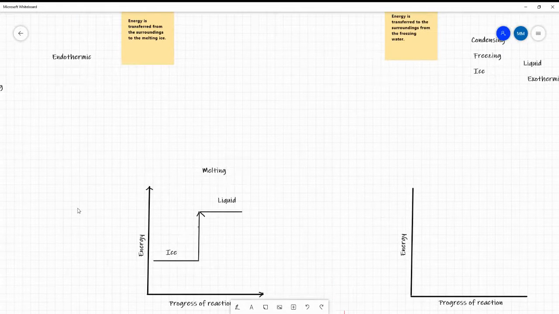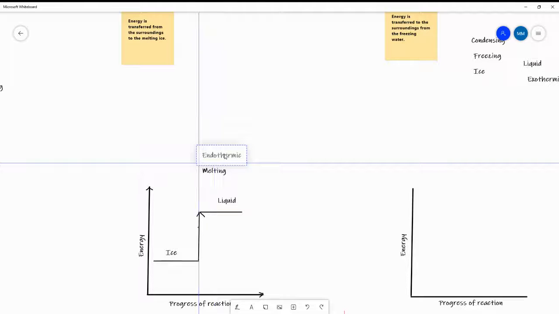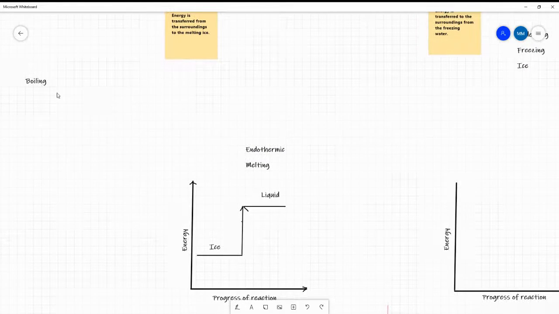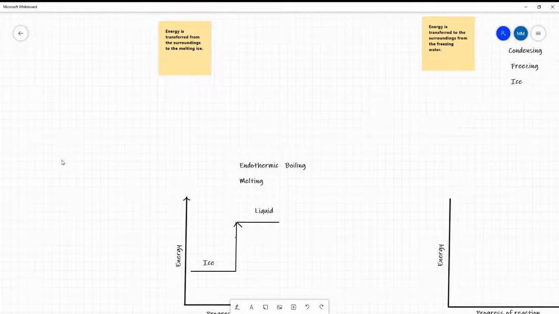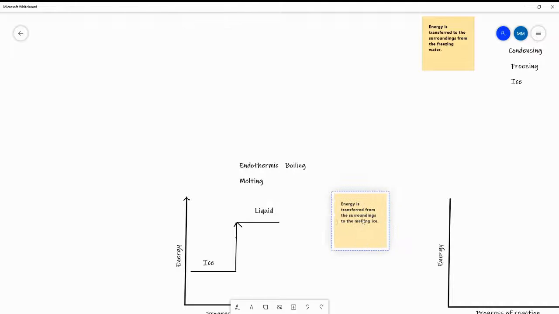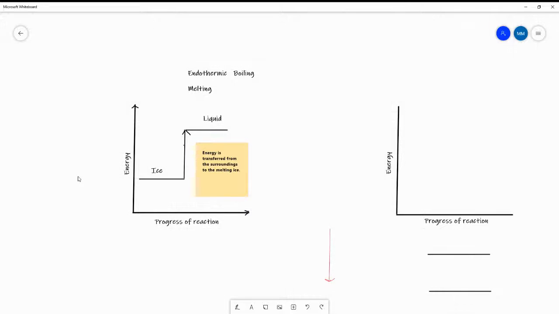Now, we said it was an endothermic reaction, so that's one other thing we can add to that. You could also do the same diagram, but just show it as liquid and gas, and another endothermic reaction would be boiling. And then finally, for this diagram, we will say energy is transferred from the surroundings to the melting ice. So that's a video on the endothermic.